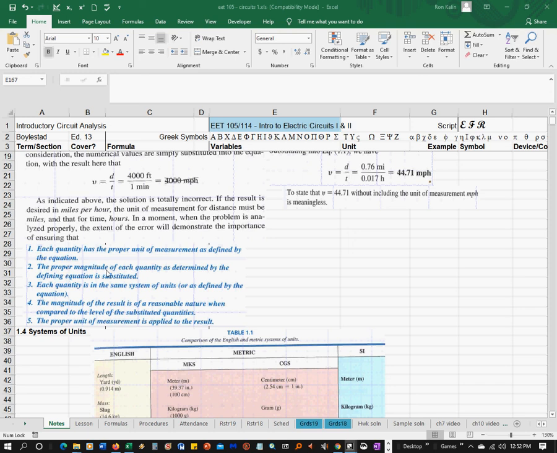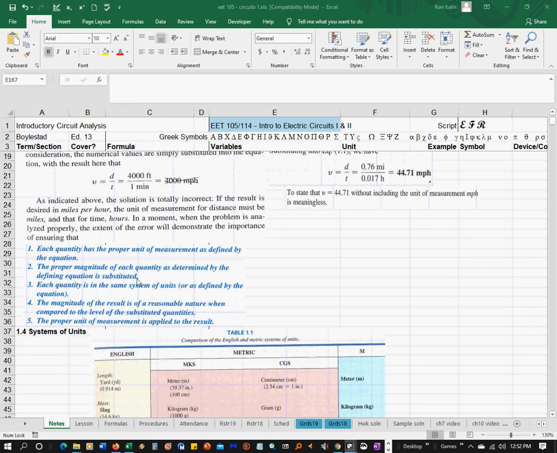The proper magnitude of each quantity as determined by the defining equation is substituted. Each quantity is in the same system of units as defined by the equation. System of units meaning English or metric primarily.